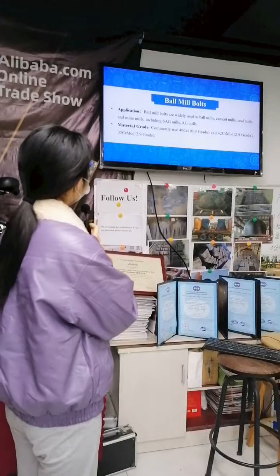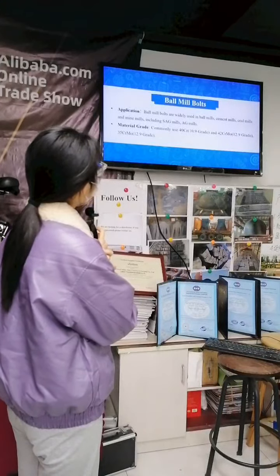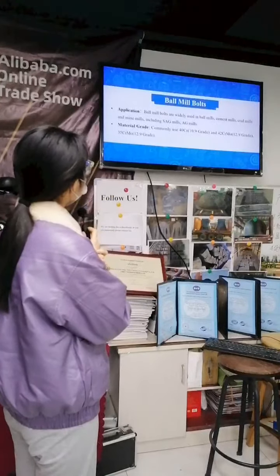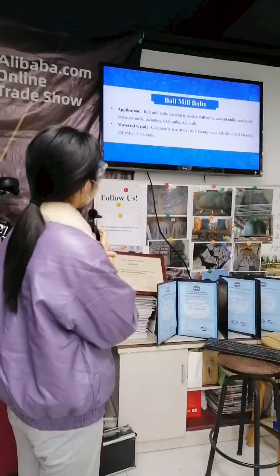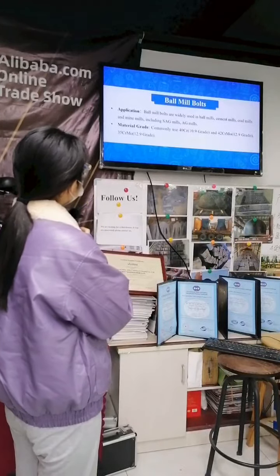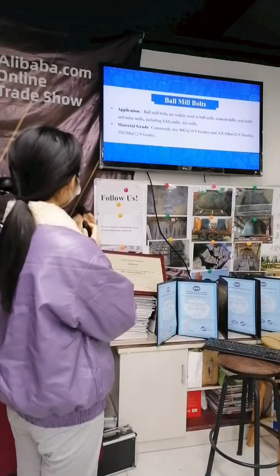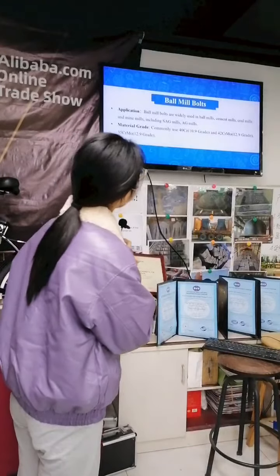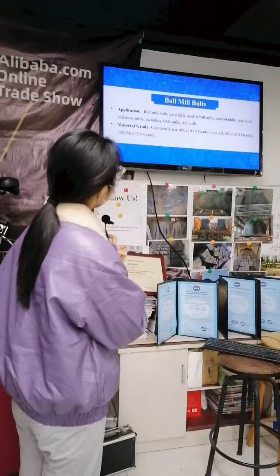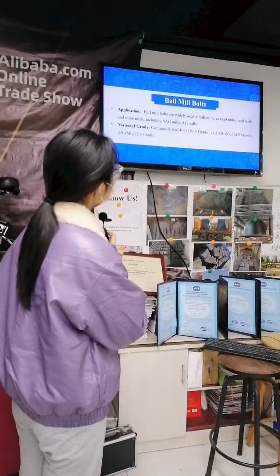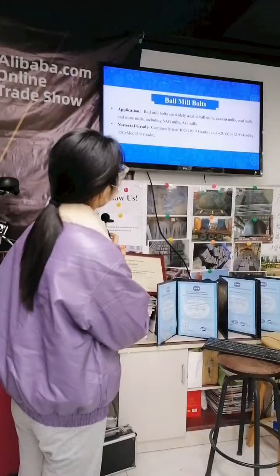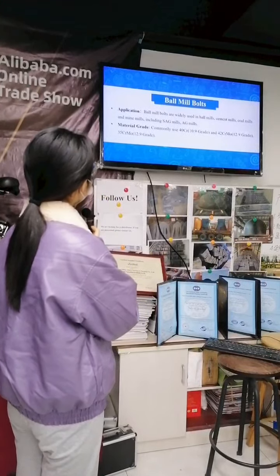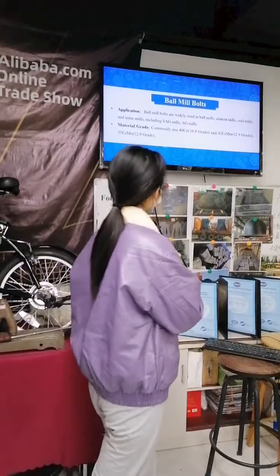The ball mill bolts. Applications for ball mill bolts are widely used in ball mills, cement mills, coal mills, and mine mills, including SAG mills and AG mills. The second part, material grade, commonly uses 14 CR and 10.9 grade, and 14.2 cm for 12.9 grade, 35 cm for 20.9 grade.